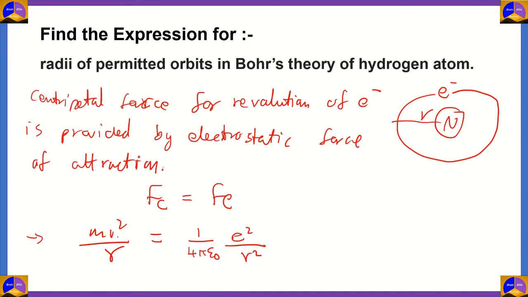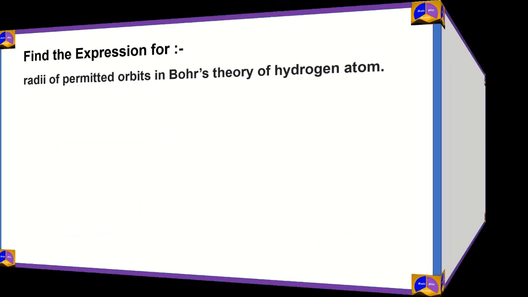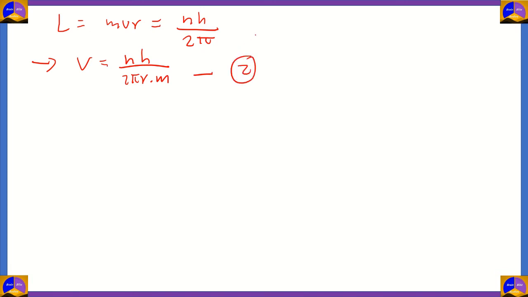Now we simplify: r gets removed from both sides, so you have mv square equals 1 by 4 pi epsilon naught e square divided by r. We consider this as our first equation. Now remember from our earlier equation that angular momentum L, which was equal to mvr, can also be represented as an integral multiple of h by 2 pi. So mvr equals nh by 2 pi. If you take v on the left hand side, you get v equals nh divided by 2 pi r times m. This is equation 2.